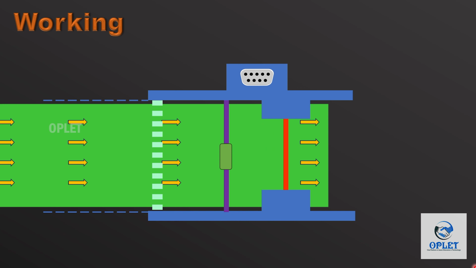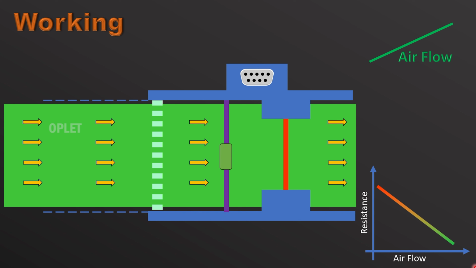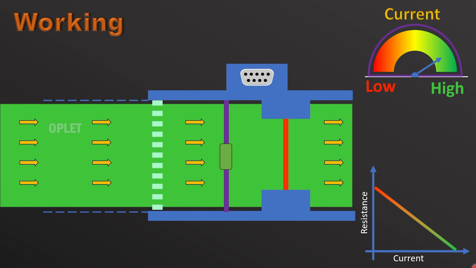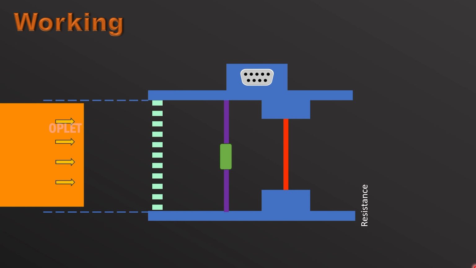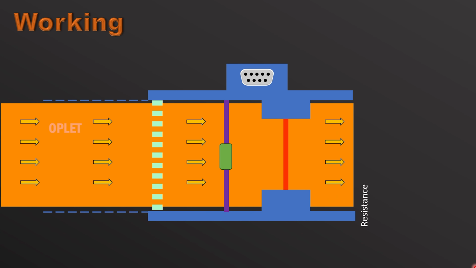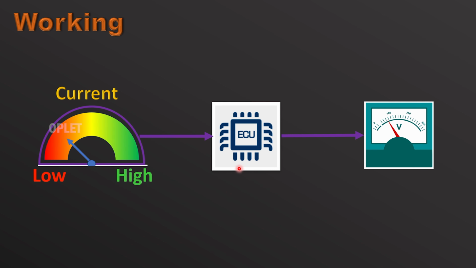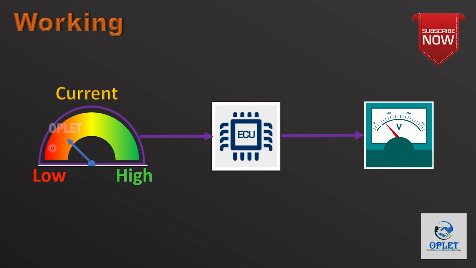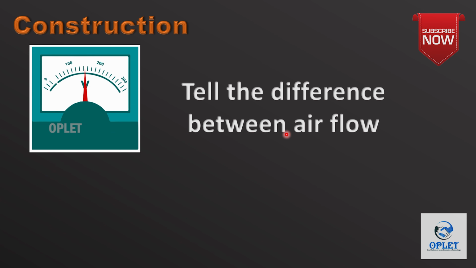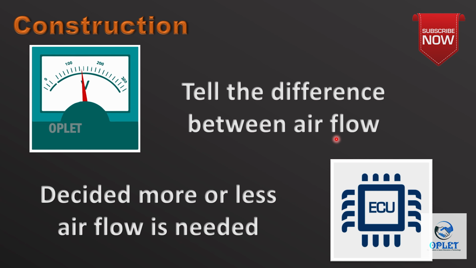When airflow increases, the hot wire loses its heat, and because of wire properties, the resistance decreases. The control circuit compensates for this by increasing the current through the wire. Exactly opposite, when airflow is less, the wire does not cool down much and resistance increases, and we will observe lesser current flow. Now the ECU will use Ohm's law and convert this input current into voltage fluctuation. This voltage fluctuation tells the difference in airflow, and then the ECU decides whether more or less airflow is needed.